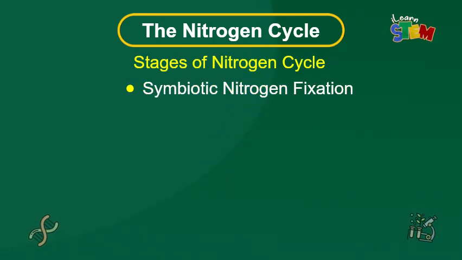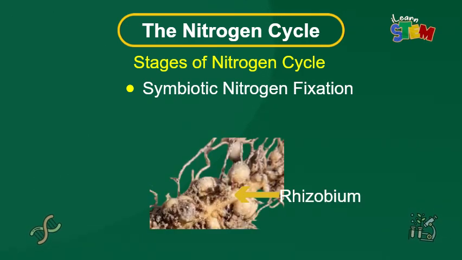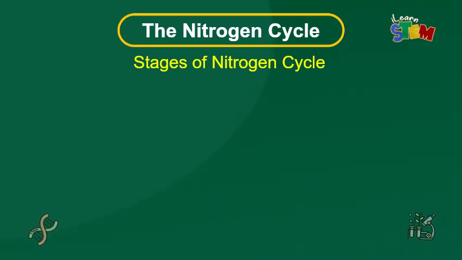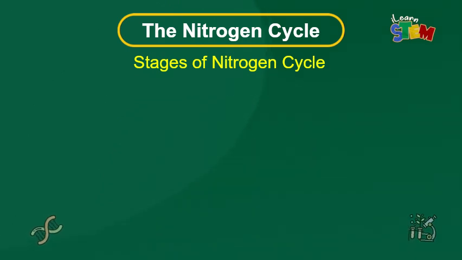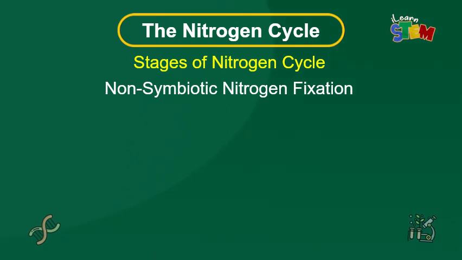1. Symbiotic nitrogen fixation. Certain bacteria such as rhizobium live in nodules on the roots of legumes like beans, and convert nitrogen gas into ammonia, which plants can use. 2. Electrical discharge, also known as lightning. Lightning breaks nitrogen molecules in the atmosphere, allowing them to combine with oxygen and form nitrates that fall into the soil with rainwater. 3. Non-symbiotic nitrogen fixation.